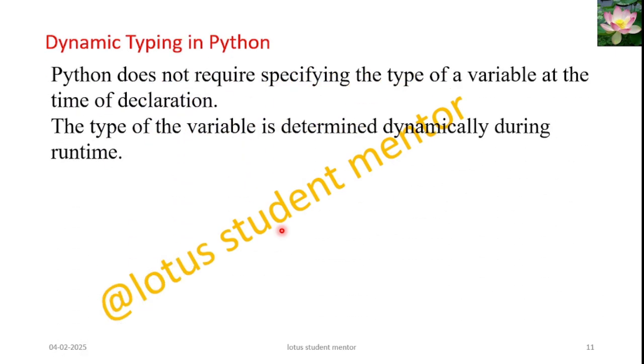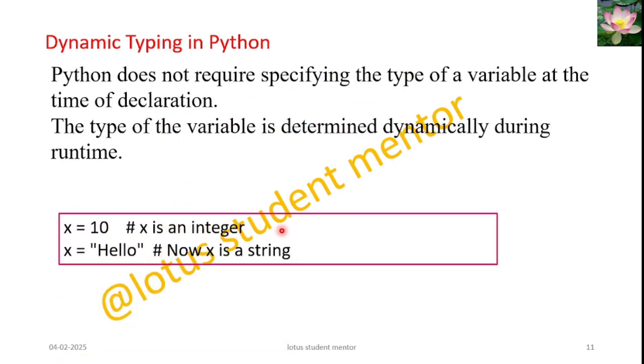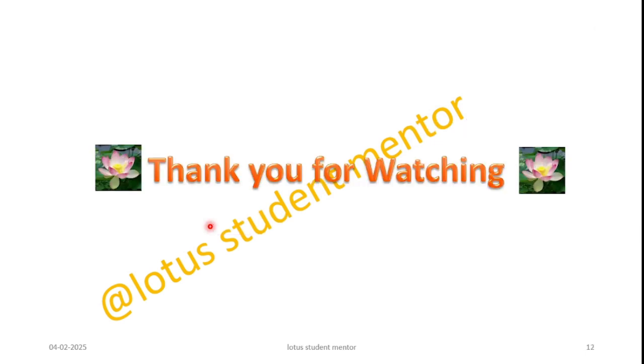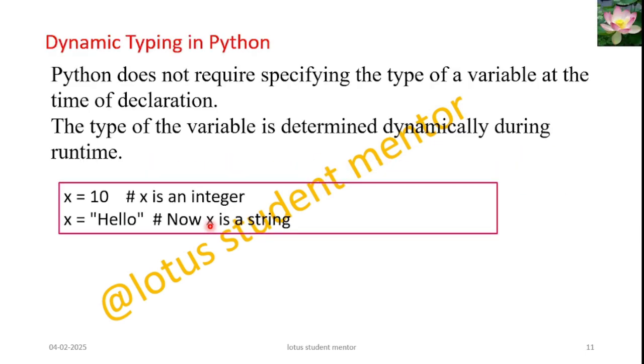Now what is dynamic typing in Python? As I mentioned before, Python doesn't require any specific type for a variable at the time of declaration because it is dynamically typed, at runtime. For example, x equal to 10, here x is considered an integer. Now x equal to hello, now x is a string. Now if a third time x equal to 15, x becomes an integer again. I hope you understood the concept of variables in Python and variable naming rules in Python.